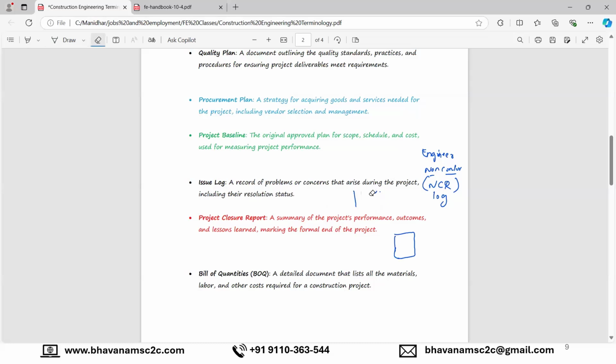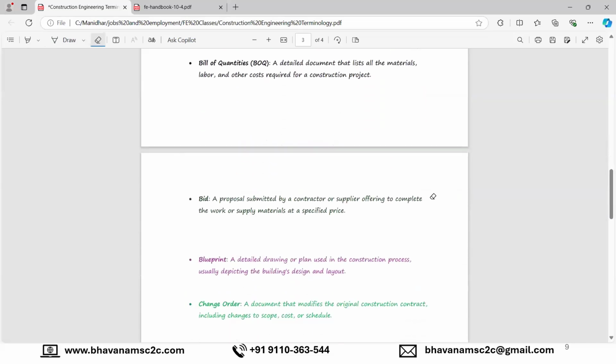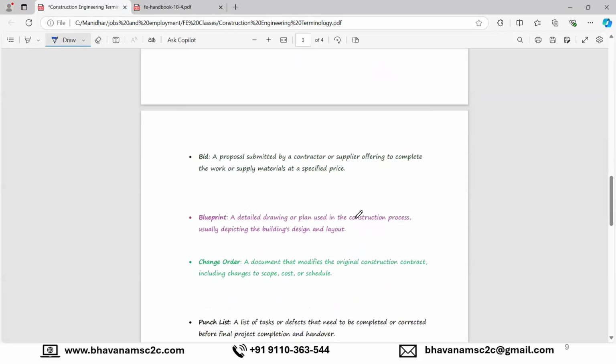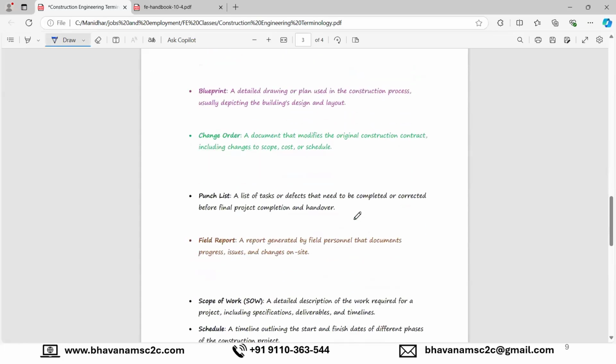And as I'm saying, you need not remember this, but you have to understand these things. That's it. Coming to bill of quantities, it is just the quantity versus price that you notice in a single document. Bid is usually done by the contractor to get a certain project. Blueprint is the first concept drawing that is prepared. Change order, we need not discuss much. The punch list is usually given by an owner or an engineer at the end of the project, saying that there are defects or problems in the work completed.